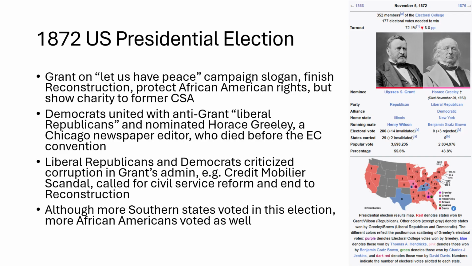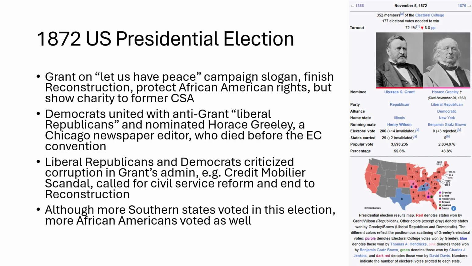Here's where things get interesting. The Democrats, again, are struggling after the Civil War. They're the party of secession. That really does not help them, especially in the North. So what the Democrats do is they unite with an anti-Grant Republican, or a liberal Republican, he's called. His name is Horace Greeley. He was a very famous newspaper editor. Certainly, he would have been a household name in 1870s America. He had been critical of Grant. He'd been critical of Reconstruction.